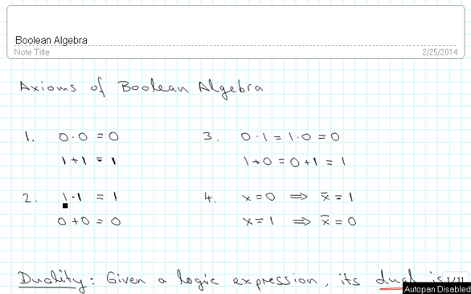The second axiom states that 1 and 1 is equal to 1, and then the dual of it, 0 or 0, is equal to 0. The third one, 0 and 1 is equal to 1 and 0, and that is equal to 0. And then 1 or 0 is equal to 0 or 1, and that's equal to 1. And finally, looking at the complement or inversion of the variable, if x is equal to 0, then x naught is equal to 1. And if x is equal to 1, then x naught must be equal to 0. So this is the algebra of variables that just take on two values, 0 and 1.